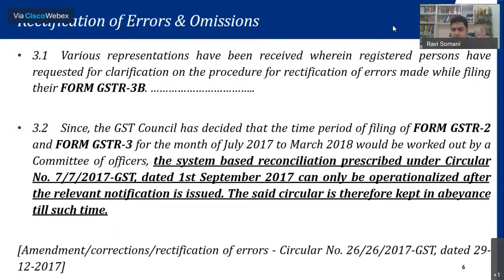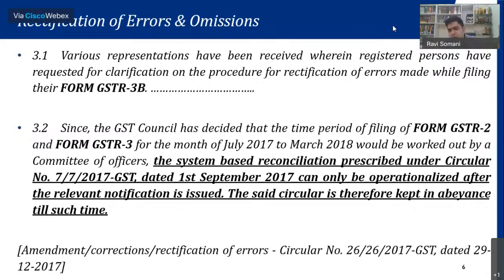See, initially they wanted GSTR 1, GSTR 2, GSTR 3. They just fell flat on it. And of course, now all the new news is coming, which I'll also talk about a bit. Now, various amendments, corrections, and rectification. There was circular number 26 issued in December 2017. Over there, it has been stated that various representations have been received wherein registered persons have requested clarification on the procedure for rectification of errors made while filing their Form GSTR 3B.